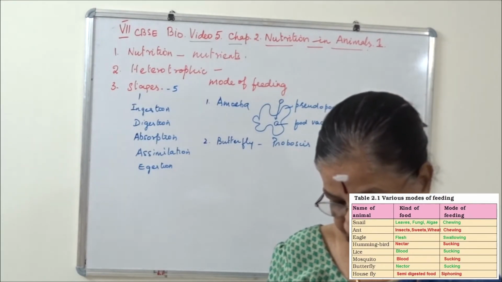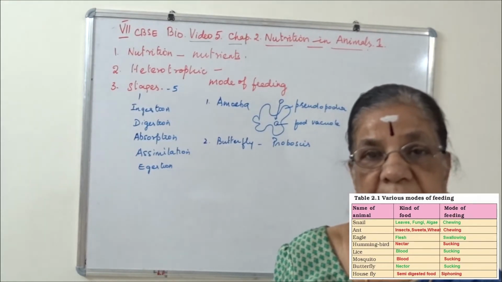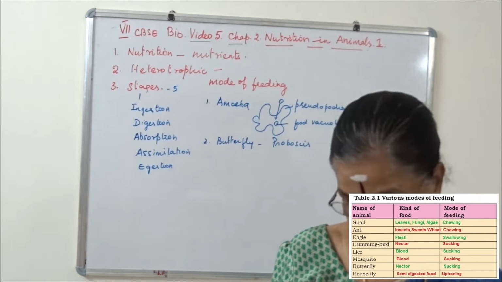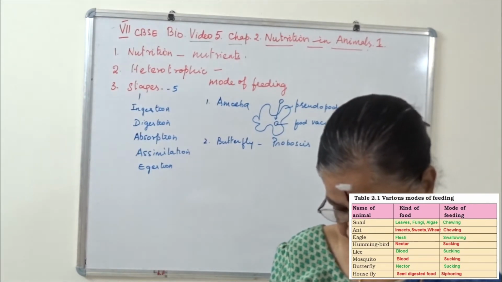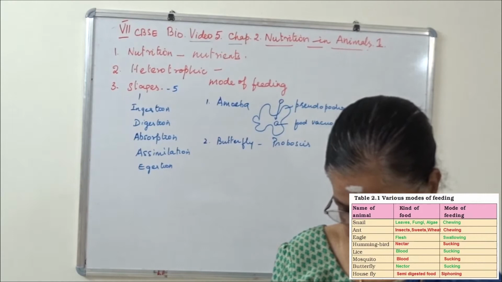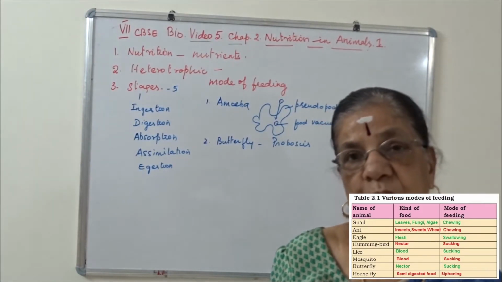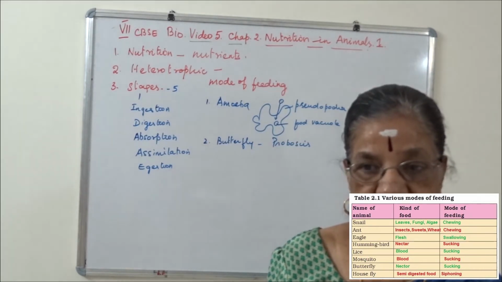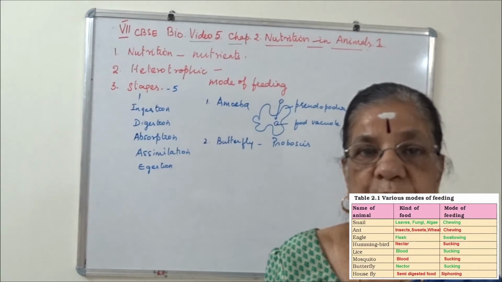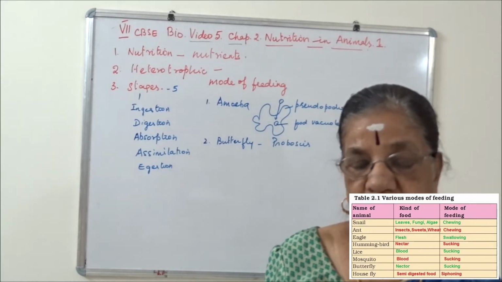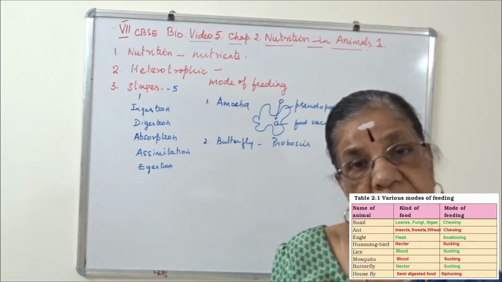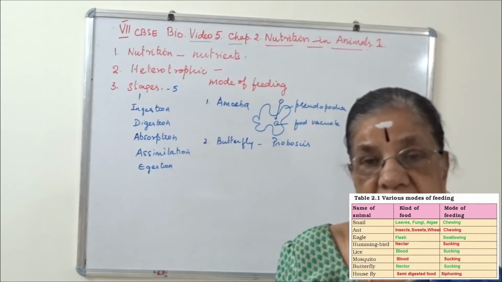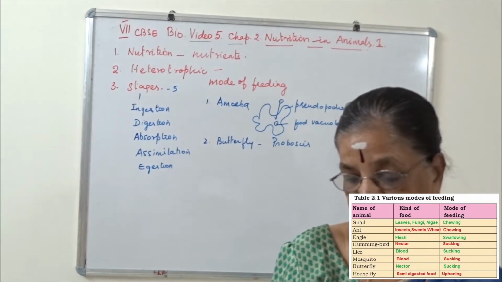The components of food such as carbohydrates are complex substances, so they have to be broken into simpler forms. The breakdown of complex components of food into simpler ones is called digestion. The process of breaking down complex food components into simpler ones is called digestion. I hope you understand. Then, different ways of taking food.